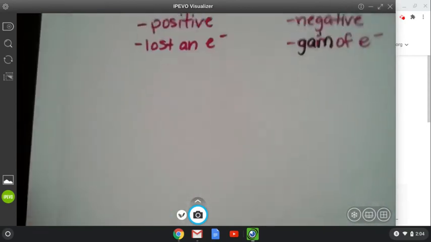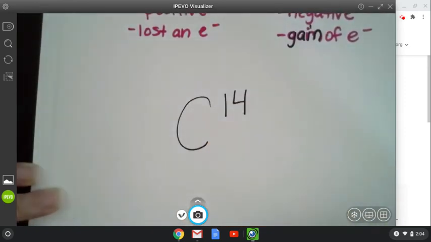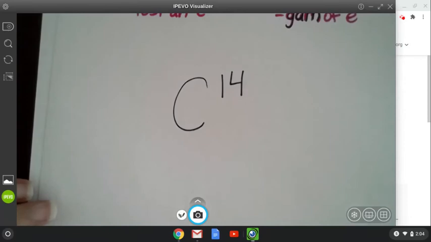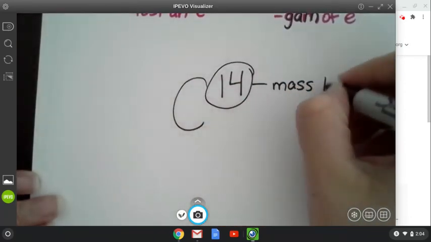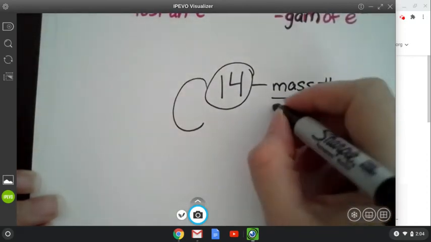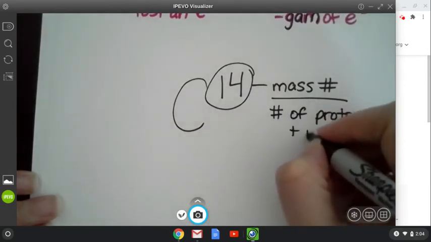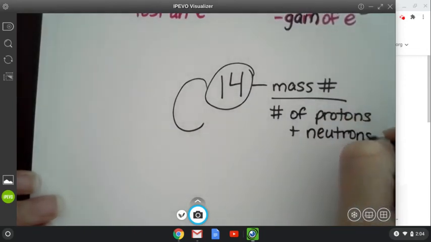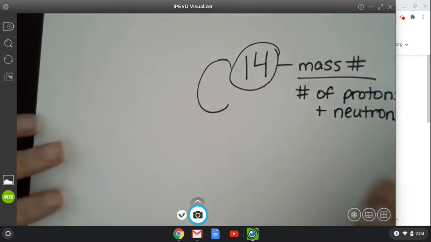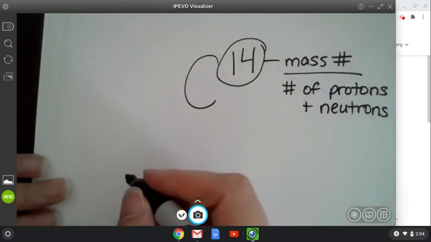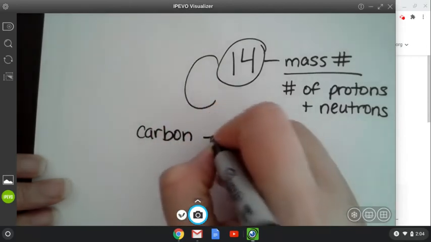Okay, very last thing for this is carbon-14. When I see something like this, it represents an isotope. What this number up here is, this is actually the mass number. And what the mass number is, this is the number of protons and neutrons that you have in an element. So let's look at regular carbon. Carbon has an atomic number of 6.